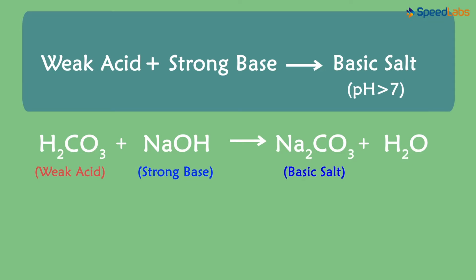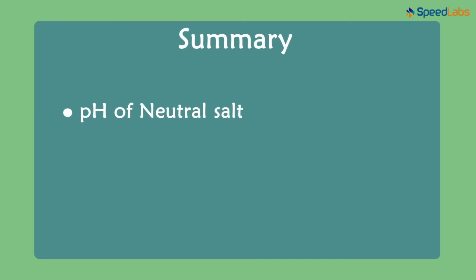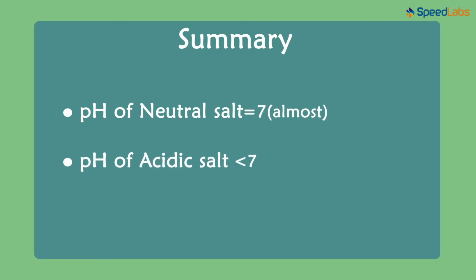And when an equally strong acid and base react with each other, they completely neutralize each other to give a neutral salt. So to quickly summarize, the pH value of a neutral salt is almost equal to 7, the pH value of an acidic salt is less than 7, and the pH value of a basic salt is more than 7.